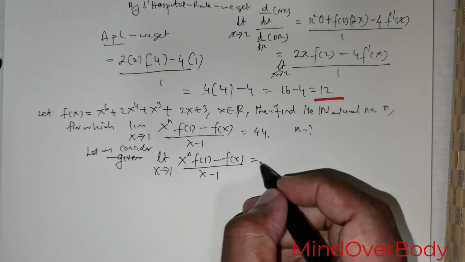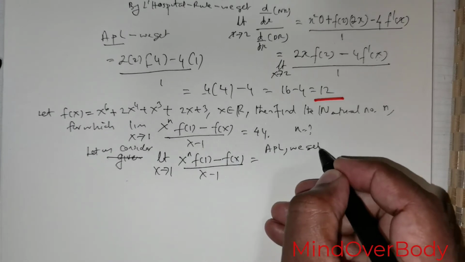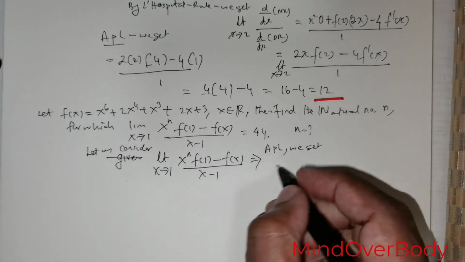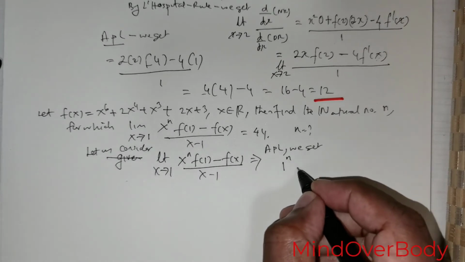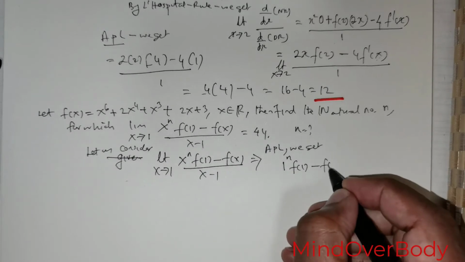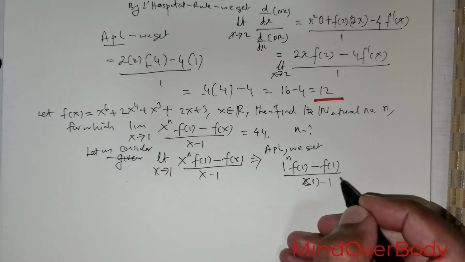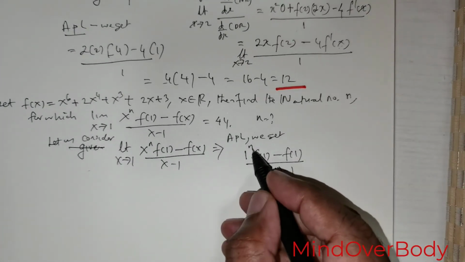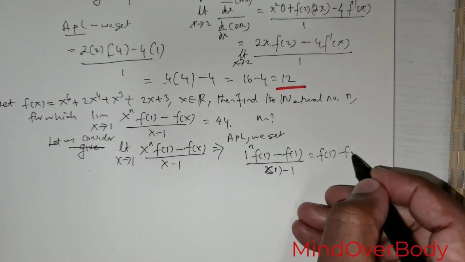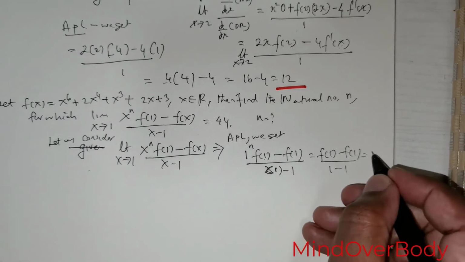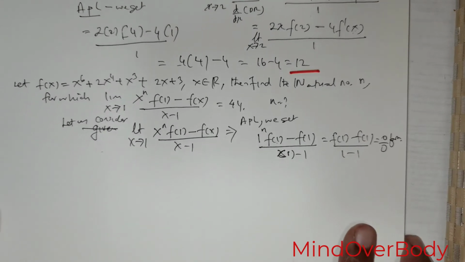Now as x tends to 1, first we will apply the limits. So in place of x I substitute 1, so it's going to be (1^n f(1) − f(1)) / (1 − 1). Now 1 raised to the power of n is 1, so 1 times f(1) is f(1), minus f(1), divided by 1 − 1. This is 0 by 0 form, so I will have to explicitly state that form.